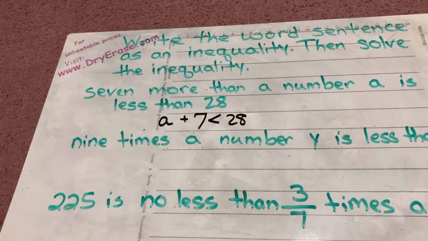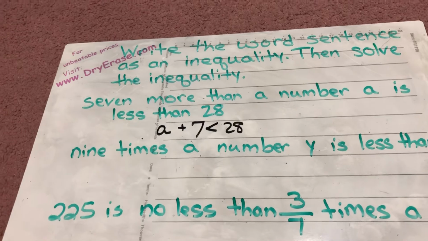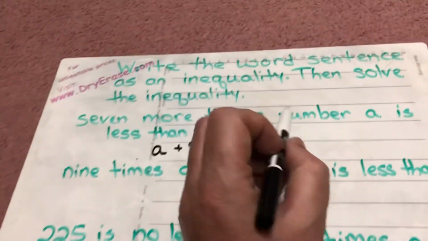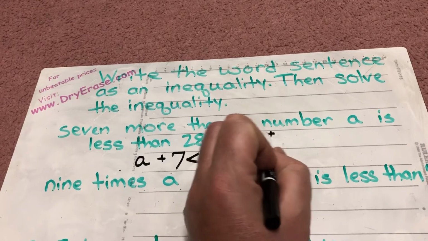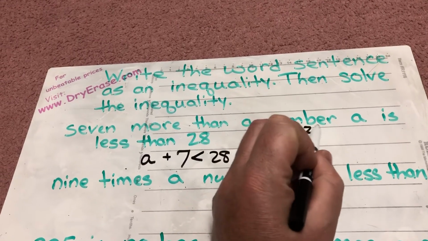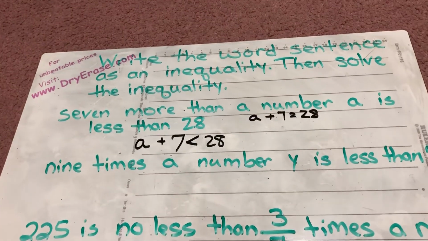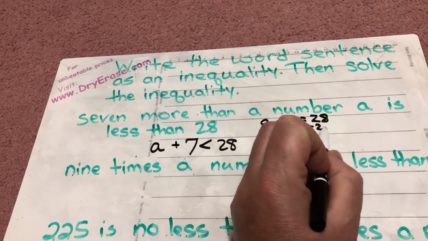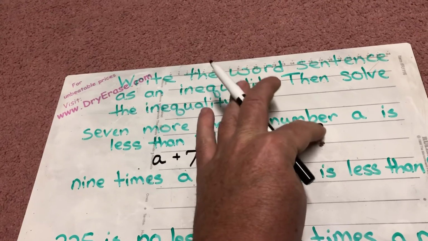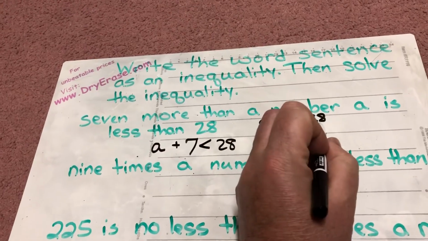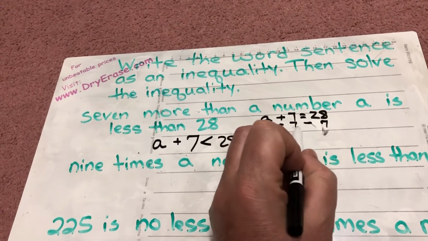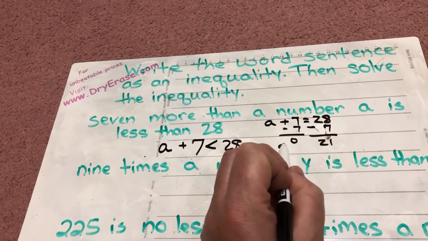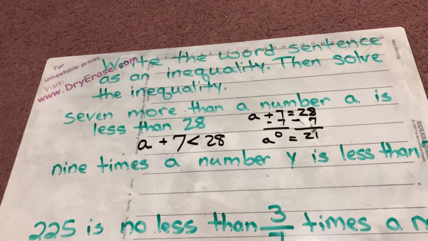Now this is exactly what we did yesterday. It says A plus 7 is less than 28. So we're going to think of A plus 7 equals 28. And then we're going to subtract 7 from both sides. My mistake, wrong number there. I'm thinking ahead. 28 minus 7 is 21. So that leaves us with A equals 21.